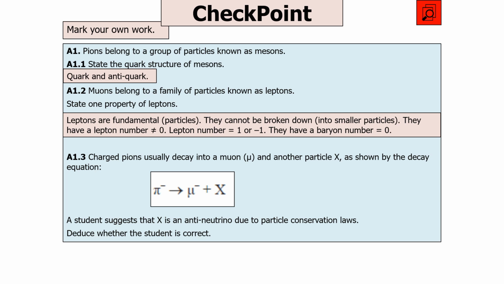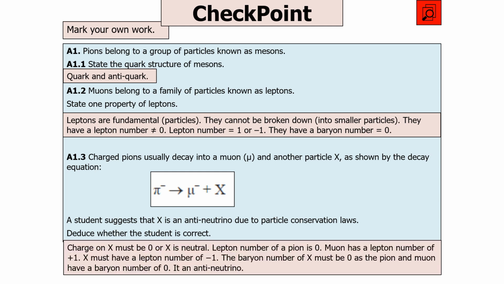Now in this next one, you've got to work out the conservation. Because the charge of the pion minus is -1 and the muon is -1, the X value must be 0. The lepton number of the pion is 0, and we know the muon has a lepton number of +1, so therefore X must have a lepton number of -1. The baryon number of the pion is 0, and the baryon number of the muon is 0, so X must have a baryon number of 0. That fits the properties of an antineutrino, so that is correct.